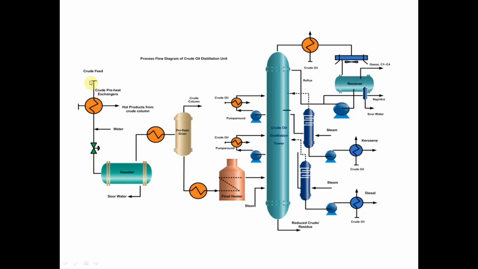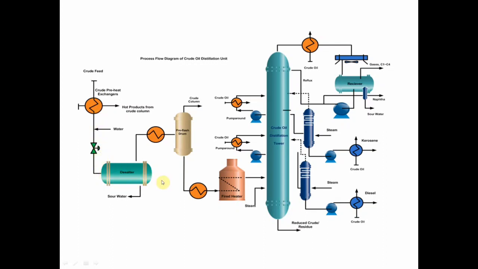and they are pumped towards the heat exchanger. You can see there are crude heat exchangers, and the crude oils are heated up to 120 to 130 degrees Celsius. Then from the heat exchanger, it is moved to the desalter unit.